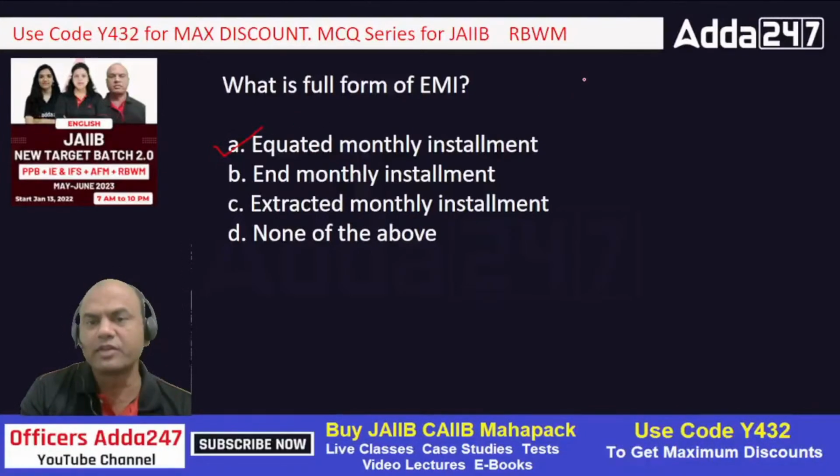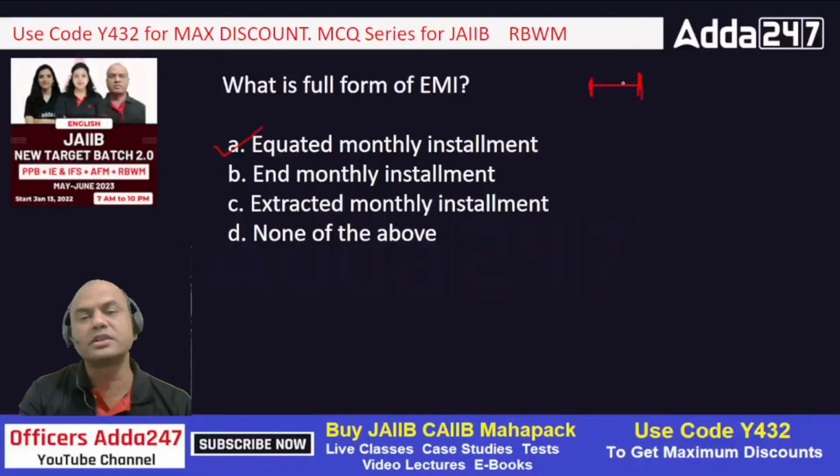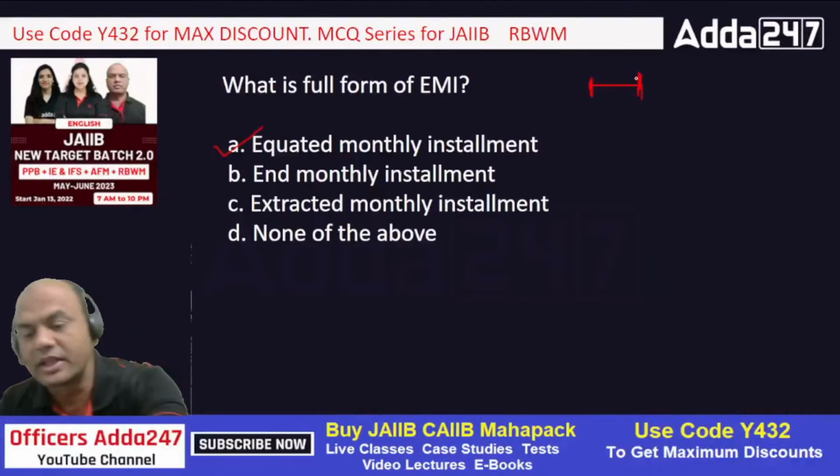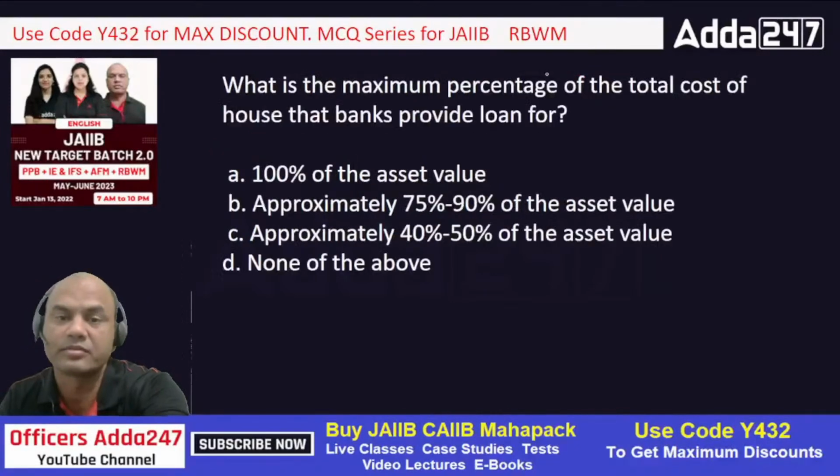What do you mean by this here? If you take a loan, your EMIs per month always remain the same. Do they change? This time 10,000, next time 11,000, next time 9,000. Does it change? No. Okay, it is always the same. Got it, everyone? That's why it's called as equated.